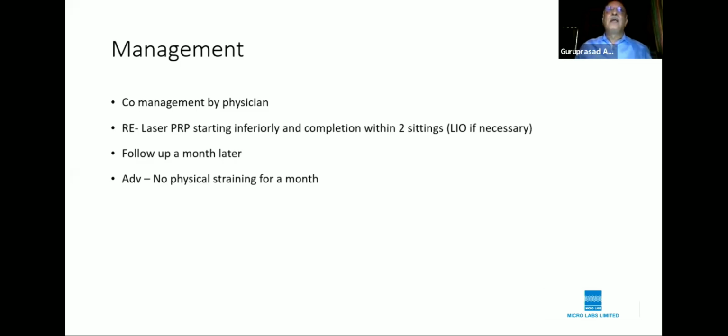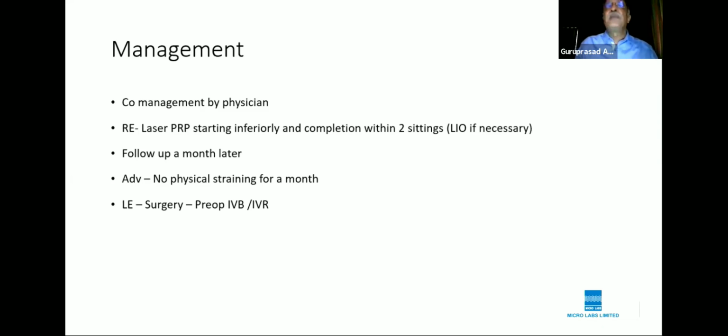So physical strain in the form of lifting weights, bending suddenly, coughing, sneezing, or even these patients are sometimes constipated. A hard stool can result in increased venous pressure in the head and neck area and can cause bleeding in the eye. So these are small things which need to be told to the patient after laser treatment or even before laser treatment because of the fear of bleeding.